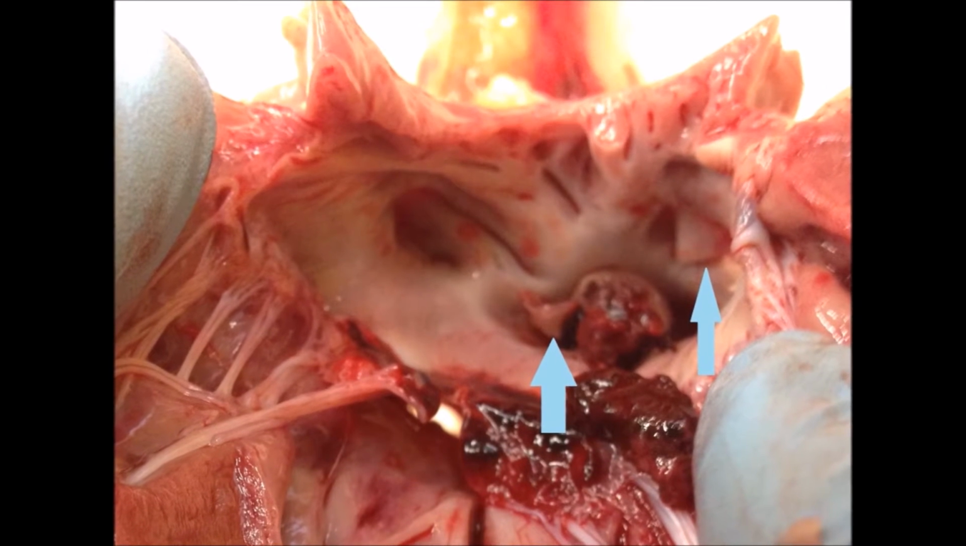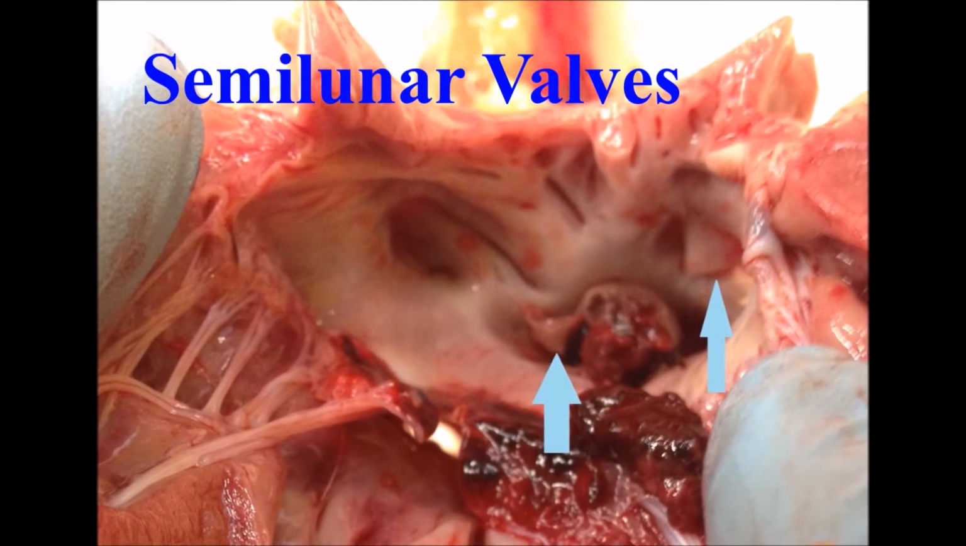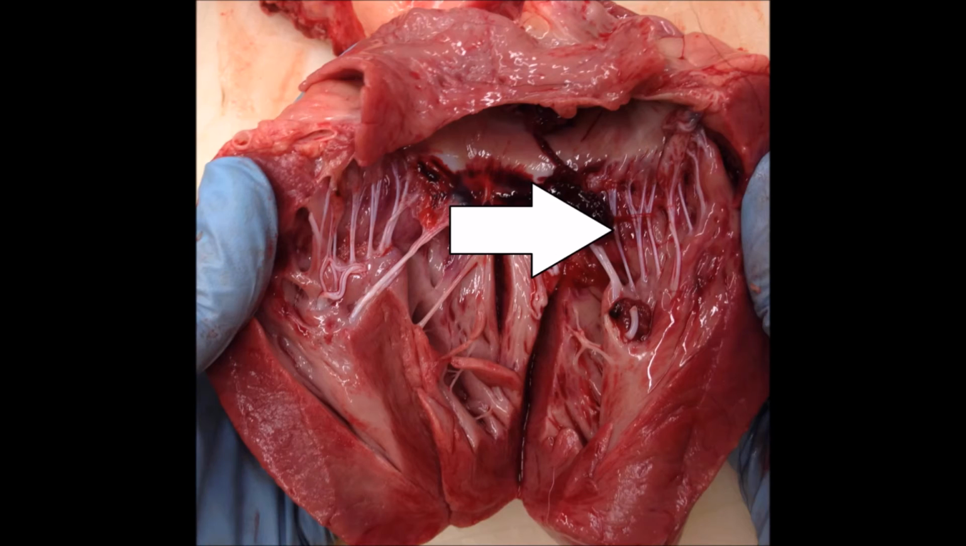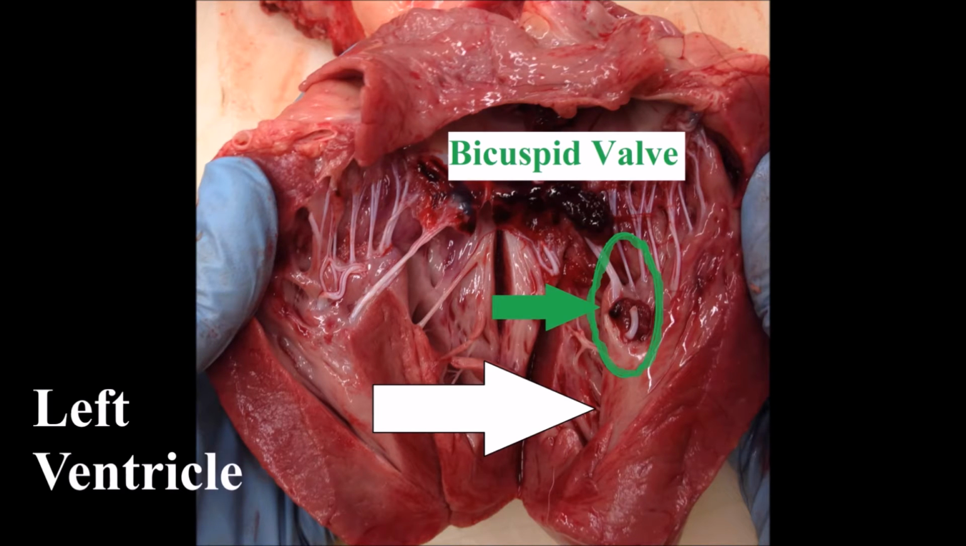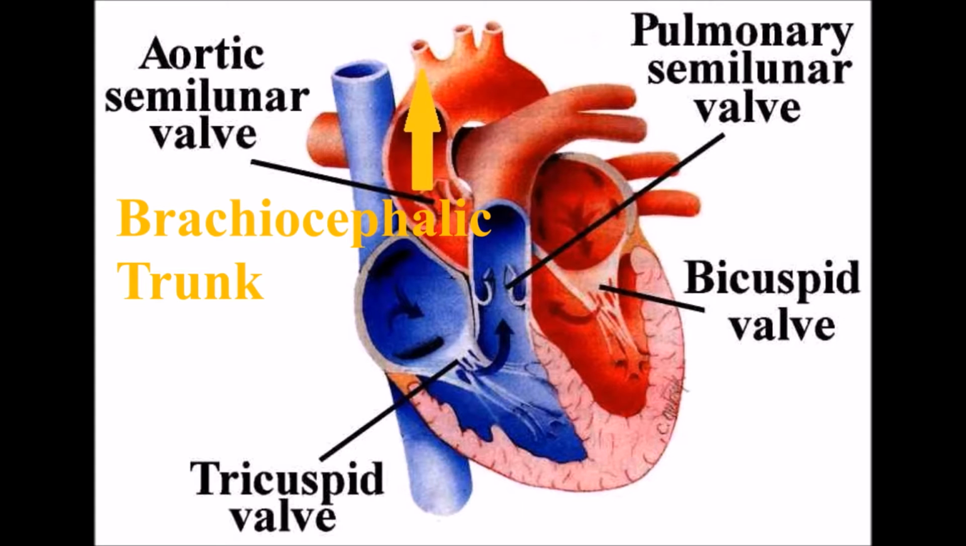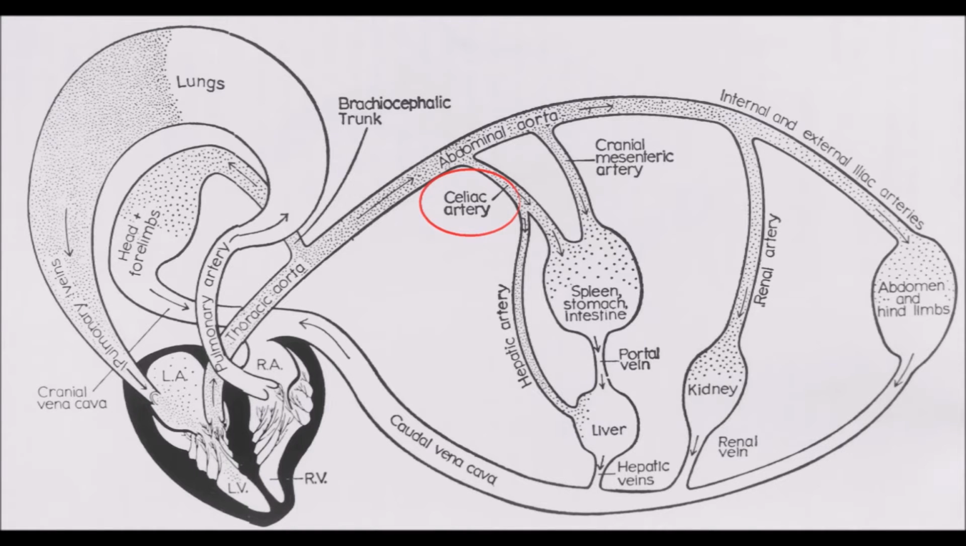Blood flow is aided by the semilunar valves that are present in both the pulmonary and aortic trunks. The blood then returns to the left atrium from the lungs and goes through the bicuspid valve to the left ventricle. Blood is then pumped through the aortic trunk that divides into other various vessels like the brachiocephalic trunk that travels to the head of the calf, or blood could continue traveling through the aorta to the celiac artery.